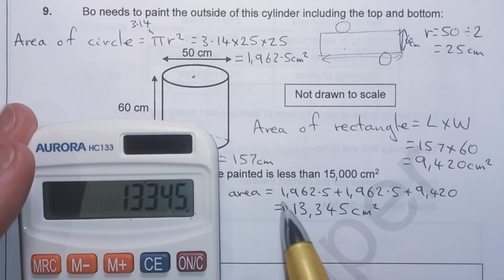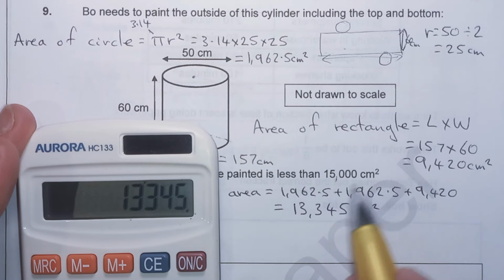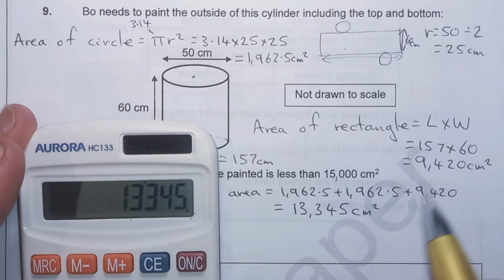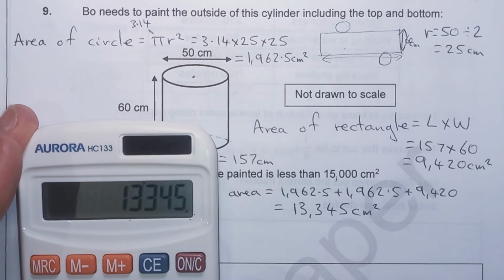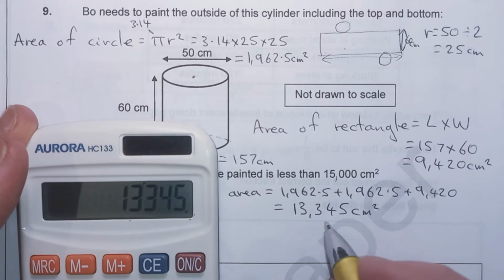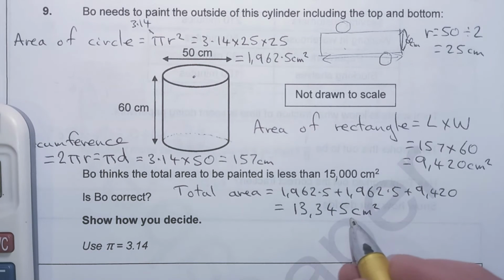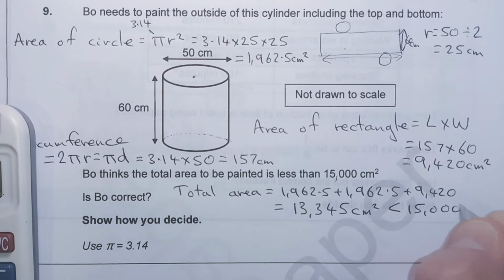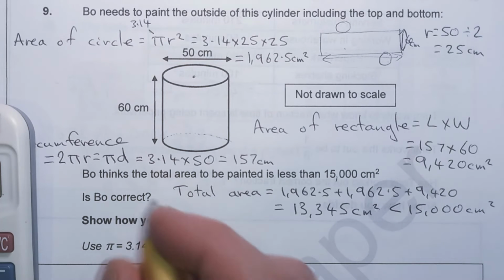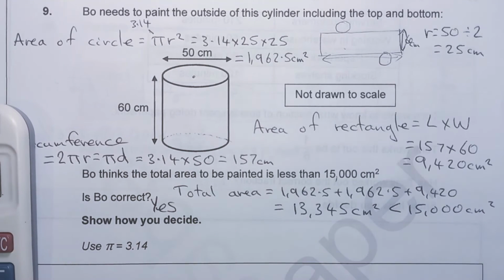Now it's always good to check your working as you're going. I knew something wasn't quite right because I can see this is about 2,000. That's about 2,000, so 4,000. 4 plus 9,000, I should have 13,000 something. So as soon as I got 31,000, I knew I'd done something wrong. So do look at your calculator numbers. Don't just trust everything. You might press the wrong button, or the calculator might have a funny moment and not pick something up properly. So we know the actual area to be painted is 13,345 centimetres squared. That is less than 15,000 centimetres squared. So is Bo correct? Yes, they are.